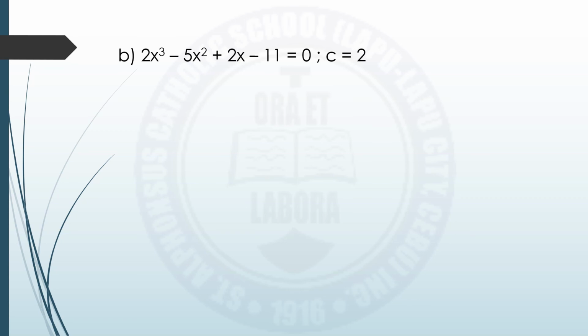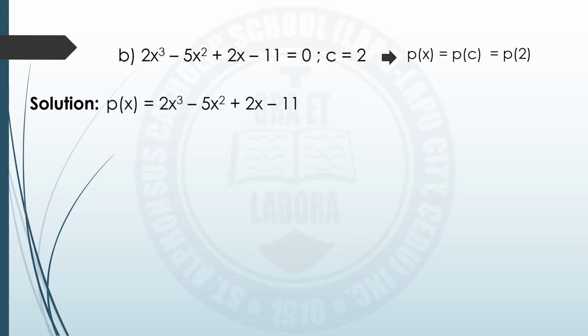So we are going to identify the binomial factor of the given polynomial equation using the process of evaluating of polynomial function. According to the remainder theorem, p of x is equal to p of c. Therefore, we will use p of 2 to substitute p of x. So here is the solution. Make the polynomial equation into polynomial function. So, p of x is equal to 2x cubed minus 5x squared plus 2x minus 11.